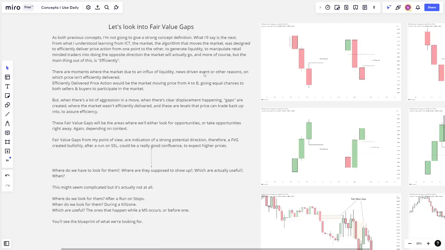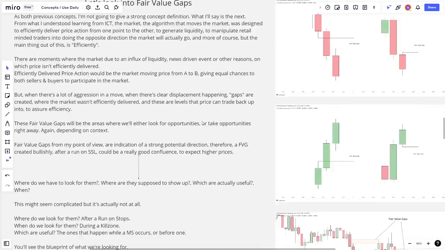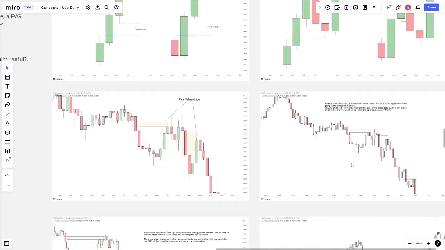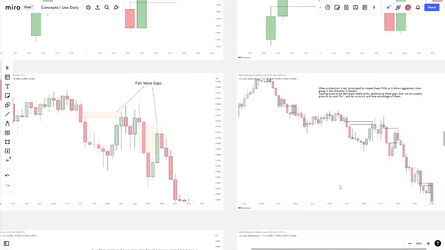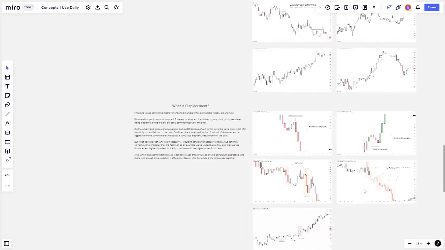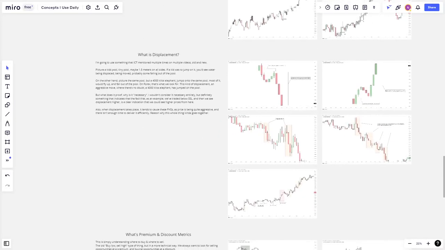But again, fair value gaps happen everywhere. Liquidity runs happen everywhere. Market shifts happen everywhere. It all depends on the context. Context in forex is everything.